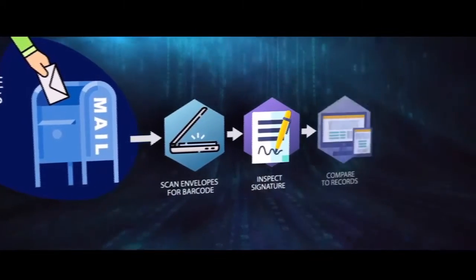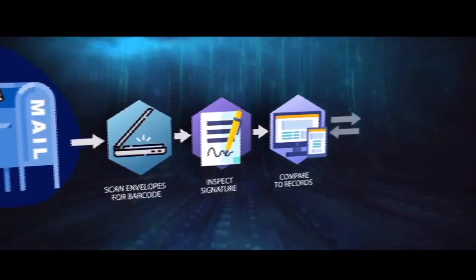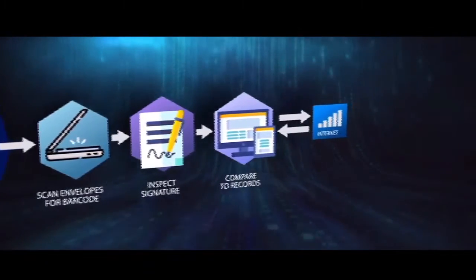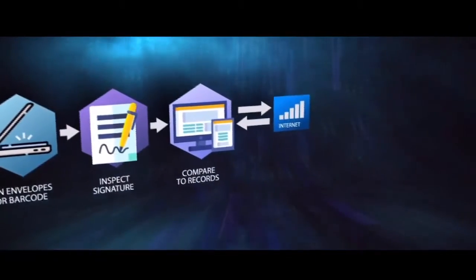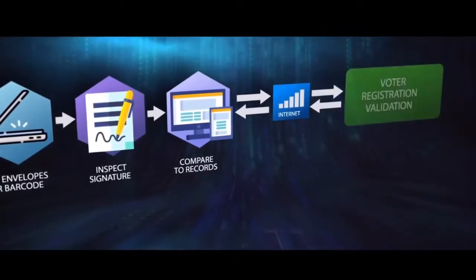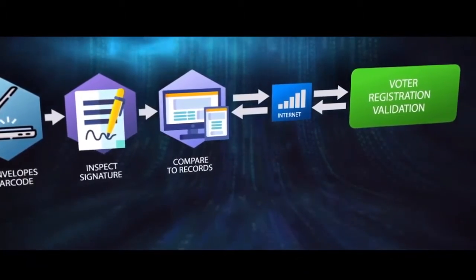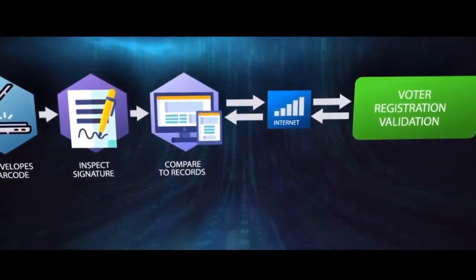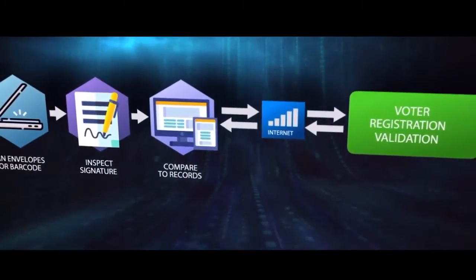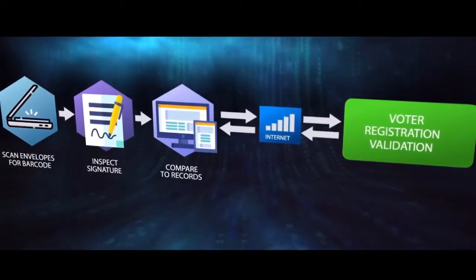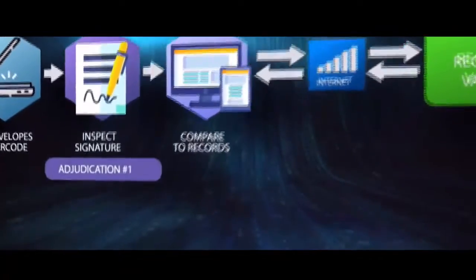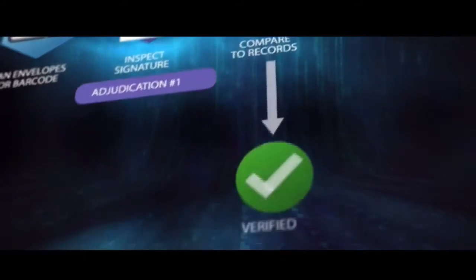The signature verification process is actually tied to the internet. So when you have that connection to the internet, it goes out, looks at the driver's license record, or even the absentee ballot request form, the signature that's on that form. It goes back in, tries to validate that signature through the first adjudication process. If it matches, it goes to verified.